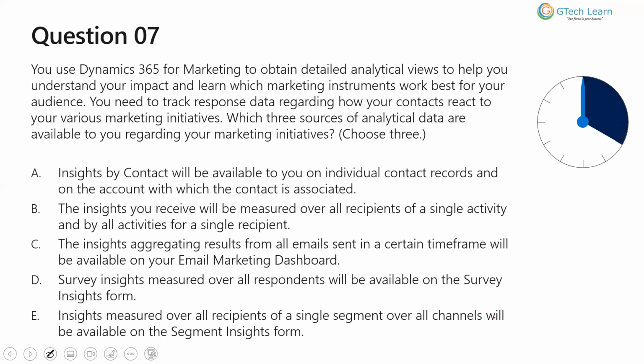Option one is insights by contact, available to you on the individual contact record and on the account with which the contact is associated. Option B, the insights you receive will be measured over all recipients of a single activity and by all activities for a single recipient. Option C, the insights aggregating the results from all emails sent in a certain time frame will be available on your email marketing dashboard. Option D, survey insights measured over all respondents will be available on the survey insights form.